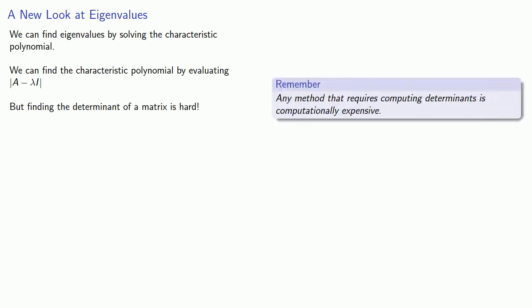When we're trying to solve the eigenvalue-eigenvector problem, we can find the eigenvalues by solving the characteristic polynomial, and we can find the characteristic polynomial by evaluating the determinant of A minus lambda I. But finding the determinant of a matrix is hard. Remember, any method that requires computing determinants is going to be computationally expensive. And in general, we should always ask, is there a better way?